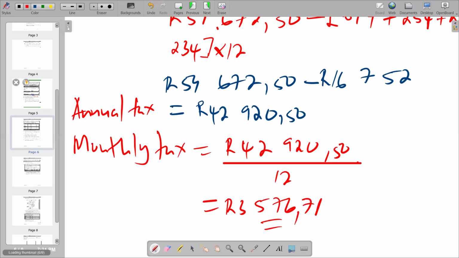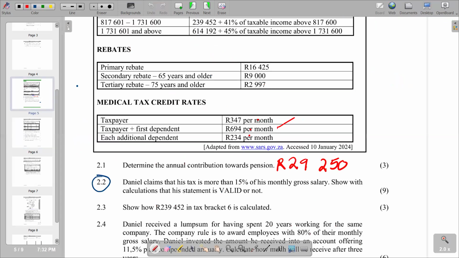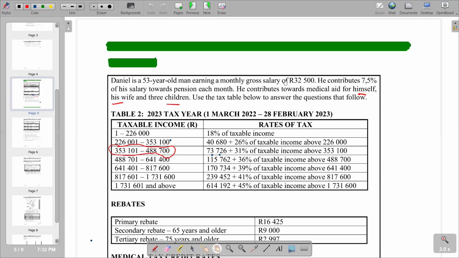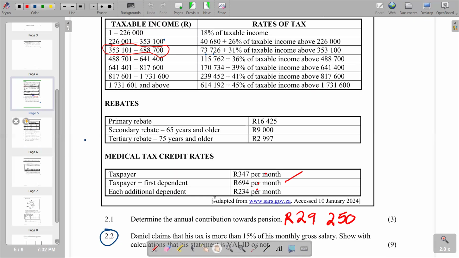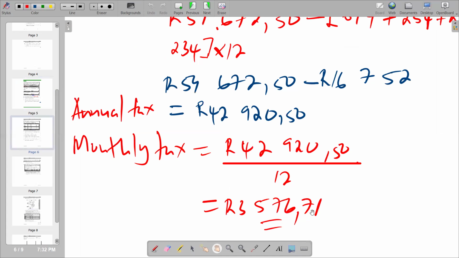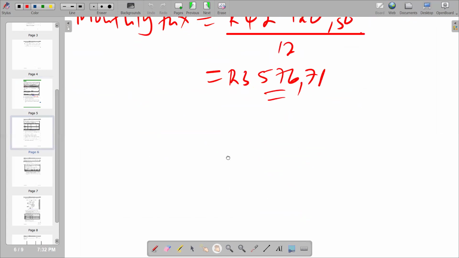So if you go back to the question, you see that the question says his tax is more than 15% converted to monthly. We now want to see 15% of this monthly gross salary. But we already know the monthly gross salary. Remember, we are given the monthly gross salary is 32,500. So basically, we are going to say 15% of that 32,500 to see what figure we get, and then we compare with the figure that we got here, our 3,576 rand 71 cents.